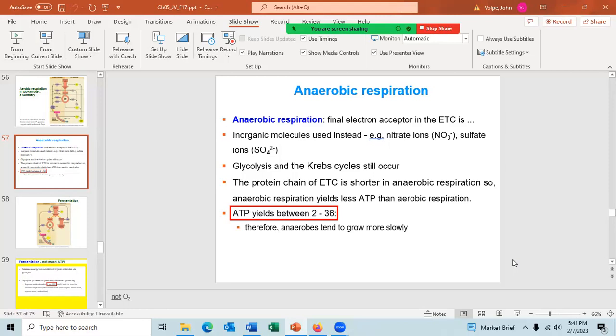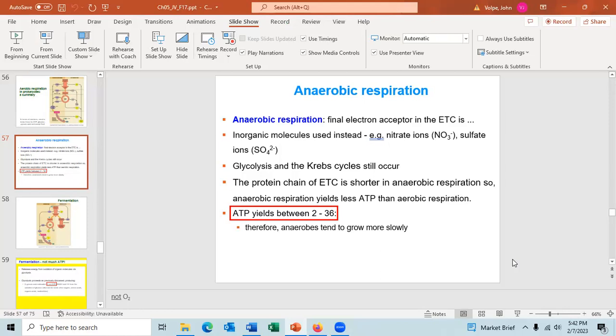So generally, our anaerobic respiration includes both glycolysis, the preparatory step, the Krebs cycle, and then the electron transport chain. But the electron transport chain is a little different. For one thing, it's shorter than in aerobic respiration. And then the electrons do not flow to oxygen. They go to some other molecule.